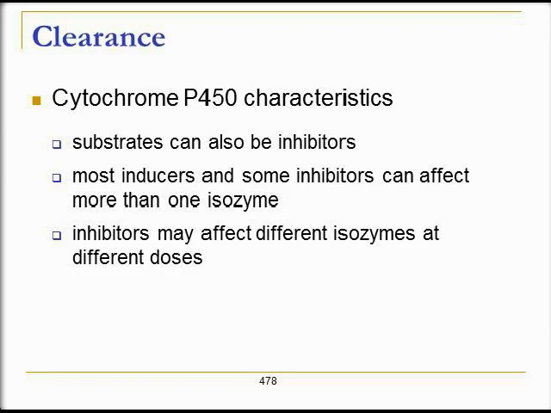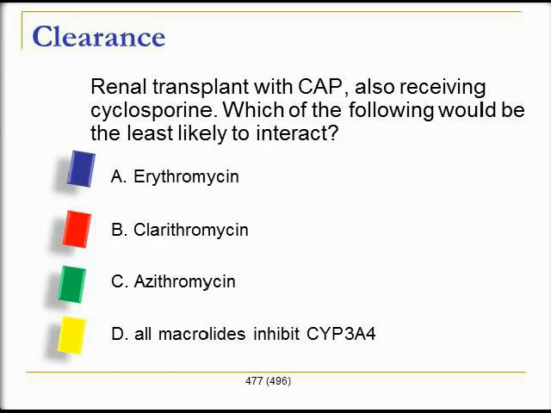So fluconazole is a prime example of that. Lower doses, especially 200, but sometimes even 100, can affect 2C9, so you can see the interaction with warfarin. But it doesn't really affect 3A4 until you start getting into higher doses of 400, 800, or 1,200 milligrams a day. So the answer to this particular question with the renal transplant patient is C, azithromycin.